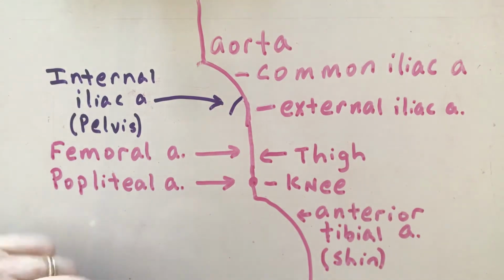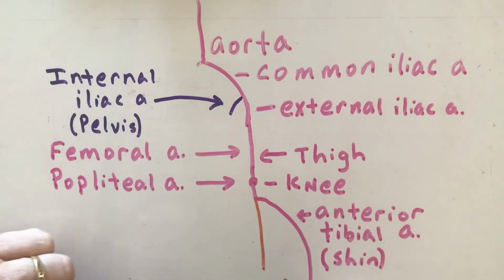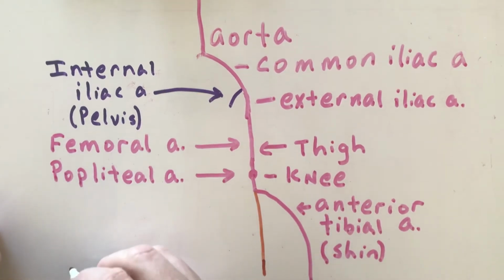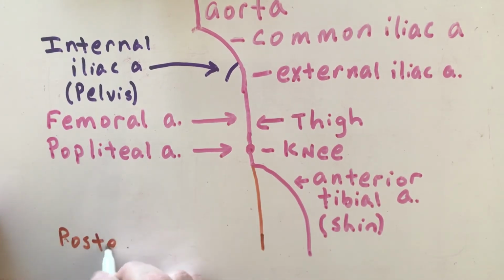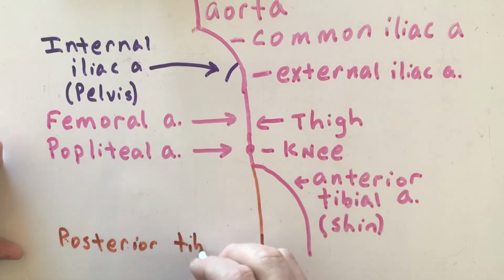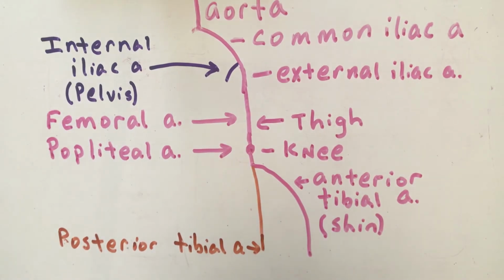So imagine this part's actually coming out towards you. And then part of it is going to go backwards. I'm going to call this the posterior tibial artery. All right, so this is my posterior tibial artery. By the way, this is back where your calf muscle is. On the back of your leg, you have the calf muscle.